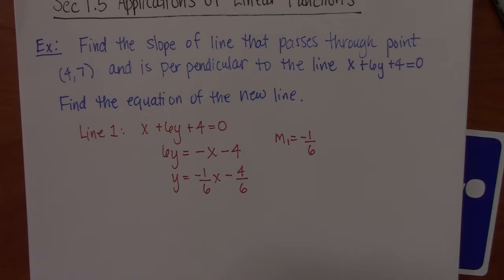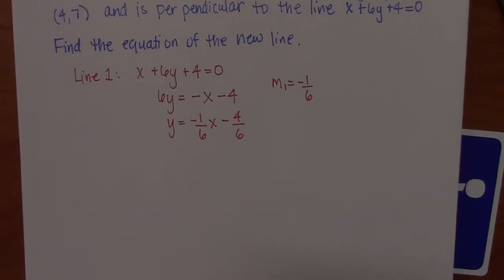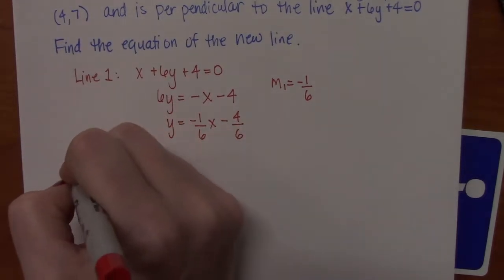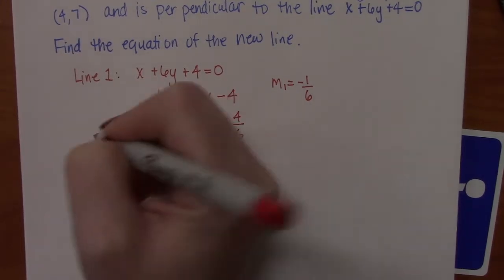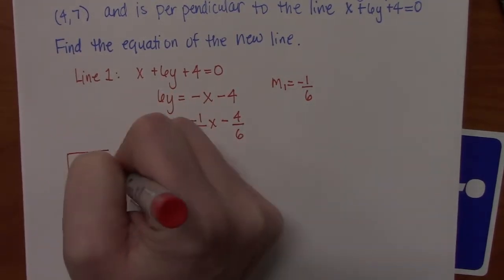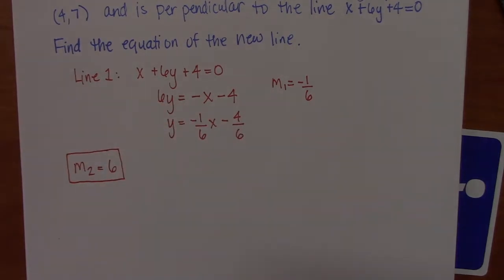So what's the slope of a perpendicular line going to be? Positive 6. You flip it and multiply by negative 1. So that means m2 on our new line is positive 6. And that's the first part of the question: find the slope of the perpendicular line.